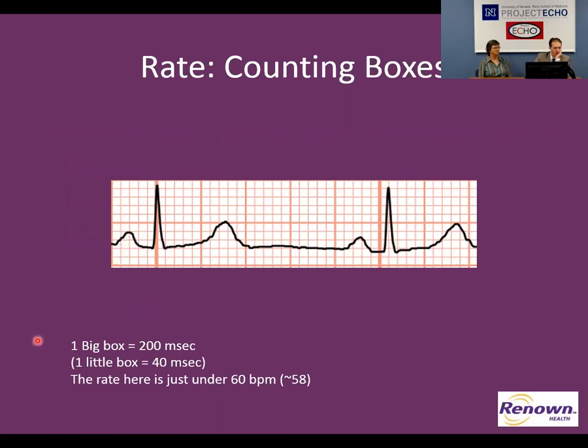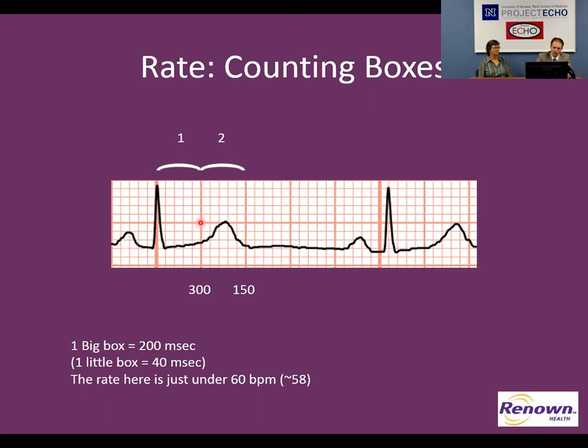So rate. Remember that one little box is 40 milliseconds, and one big box, or 5 of those, is of course 200 milliseconds. So you can catch the rate on the rhythm strip or anywhere in the EKG between 2 QRS complexes by counting boxes. If there was another QRS here, that would be one big box apart. That'd be 300 beats per minute.